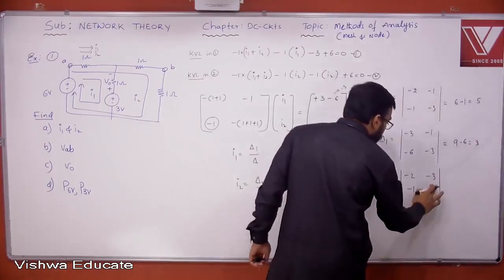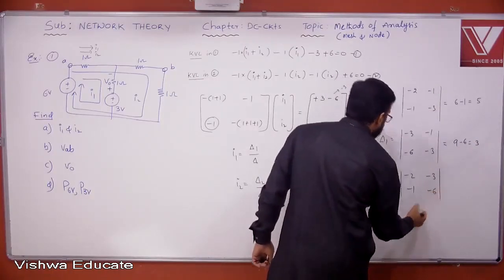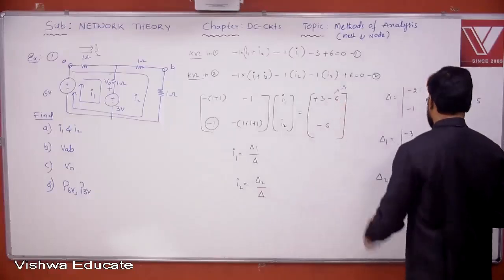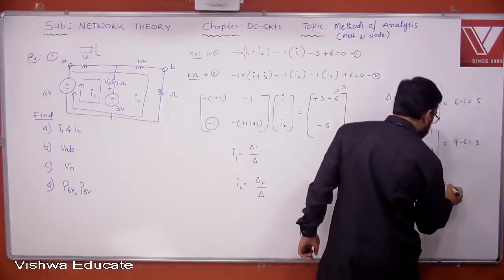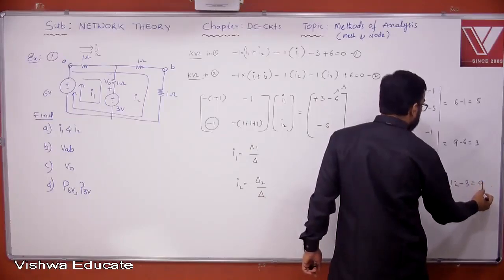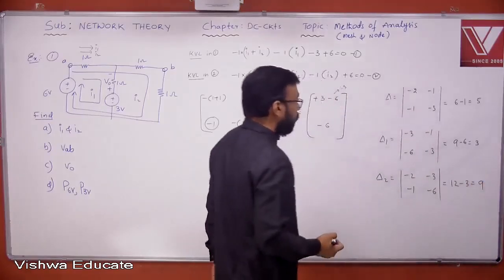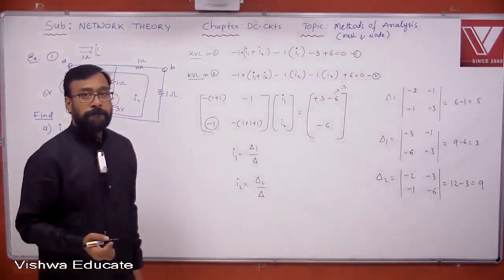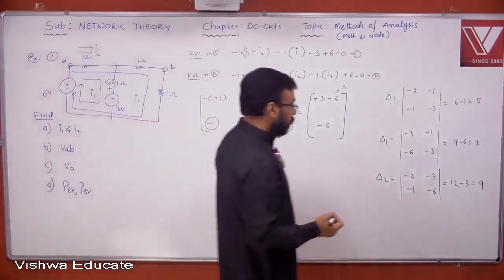Okay. Now this is also 6 minus 6. Look at this, minus 3 minus 6. Now 12 minus 3. This is 9. Is it okay, all of you?